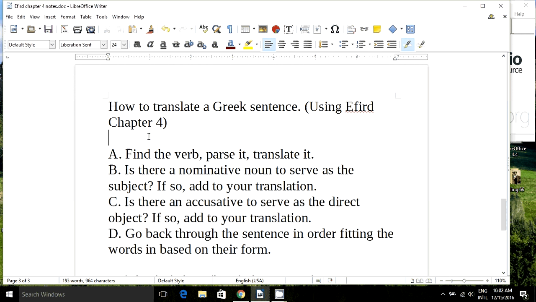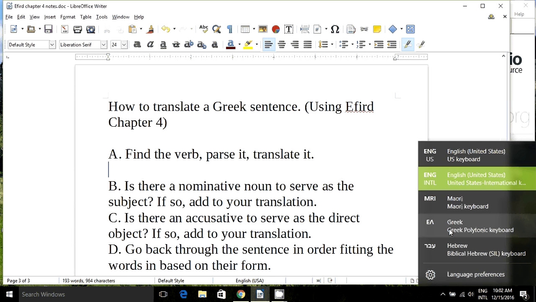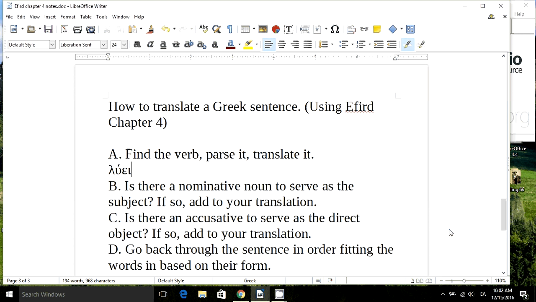And so for each sentence, you're going to do 4 steps. The first step is to find the verb, parse it, and translate it. What do I mean by that? Well, let's assume that we have this verb, lues, lies, if you want to pronounce it a little better. So let's say our sentence has this verb. First identify the verb. That means write it down. And we're going to give an example of exactly what your sheet of paper should look like in a minute.